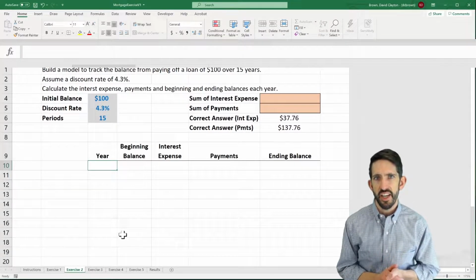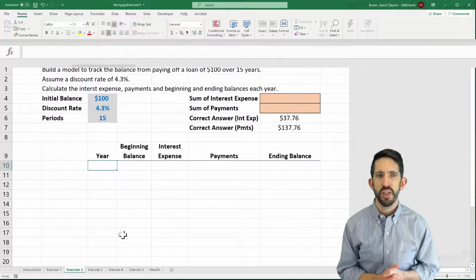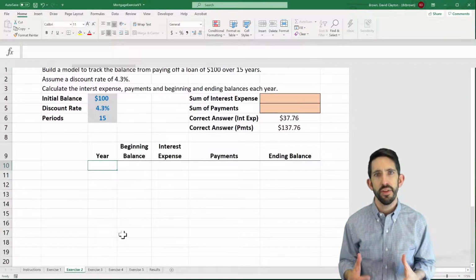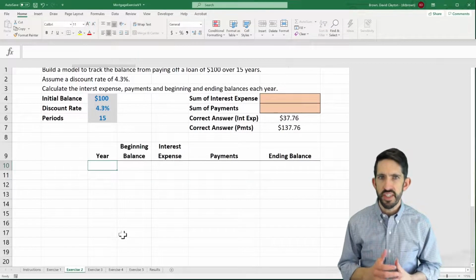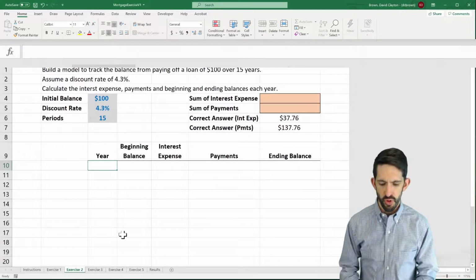Moving on to the second exercise. In this second exercise, we're just going to flip our perspective and track the balance from paying off a loan of $100 over 15 years. We have the same discount rate of 4.3%.